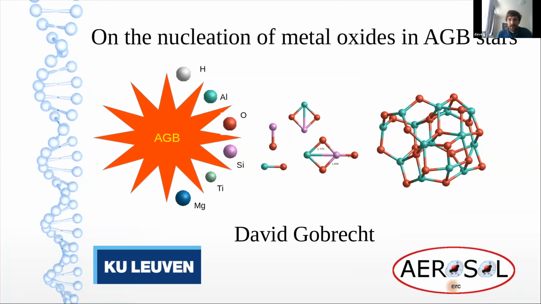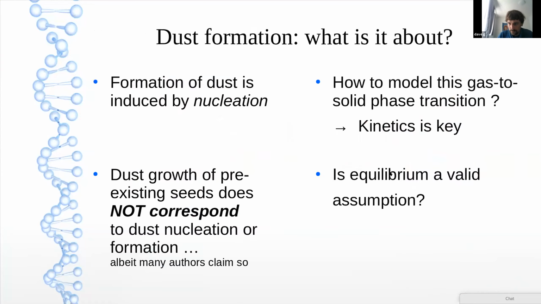Okay. Thank you, Thaisa. As you said, I'm talking today about the nucleation of metal oxides in AGB stars. So what is dust formation all about? Dust formation is induced by a process called nucleation. In contrast to many authors, I consider dust formation not as the growth of pre-existing seeds, but really as the formation out of the gas phase.